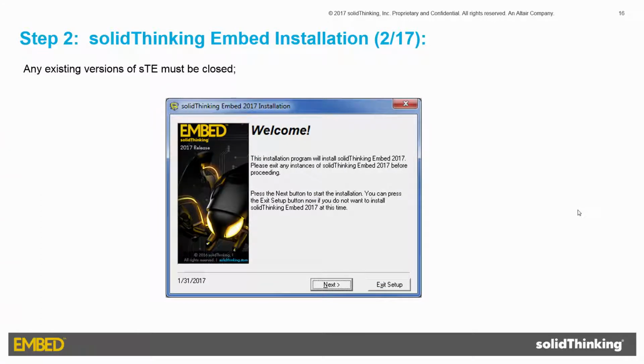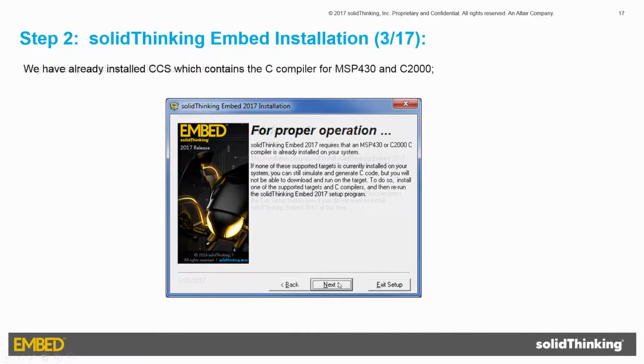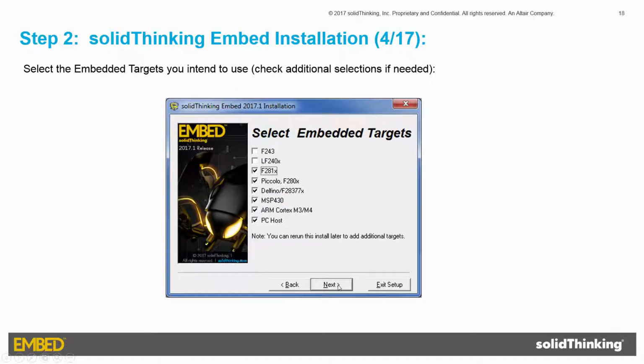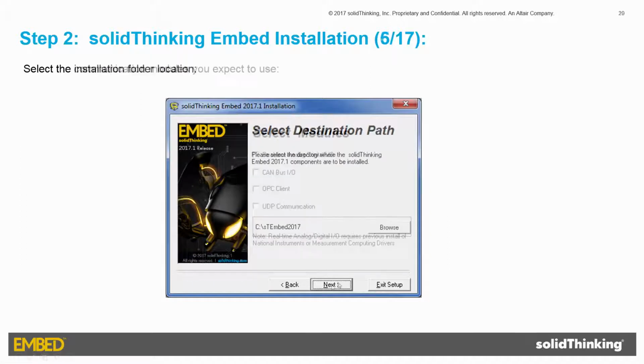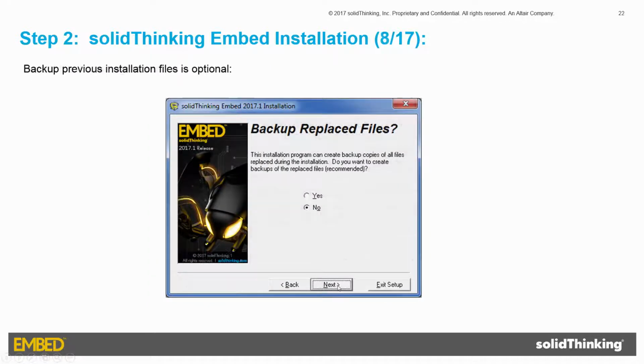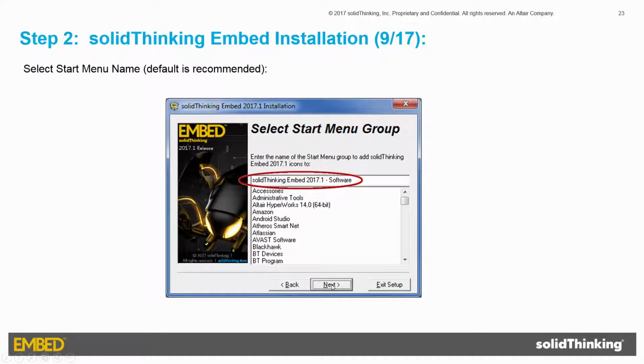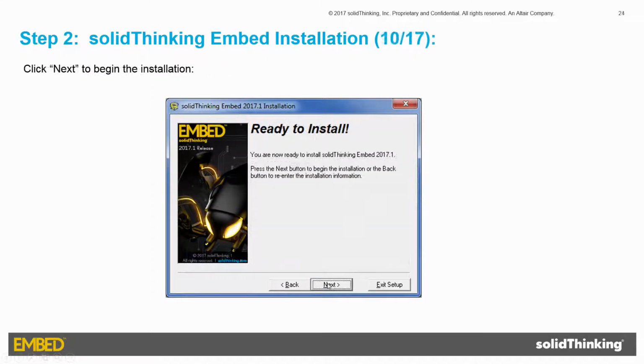Close any existing versions of solidThinking Embed. Don't worry, you've already installed Code Composer Studio, which contains the C compiler mentioned here. Select the embedded targets you plan to use. Select any communication modules you plan to use. Select the installation folder. The default name is recommended. Accept the license agreement. You can back up a previous installation if you want to. I'm not going to. Select the start menu name. The default name is recommended. We're ready to install. Click Next.